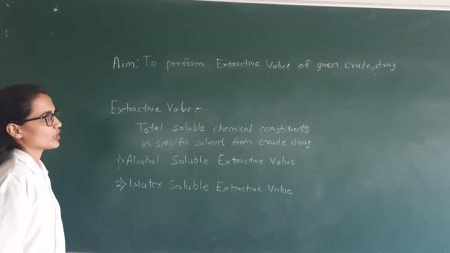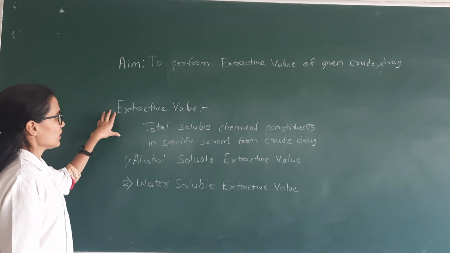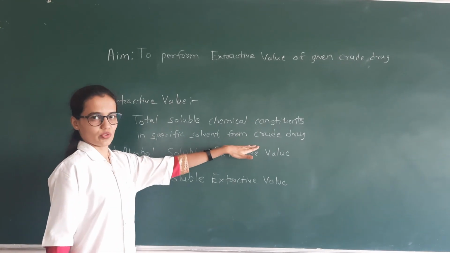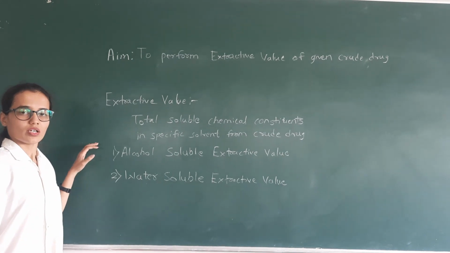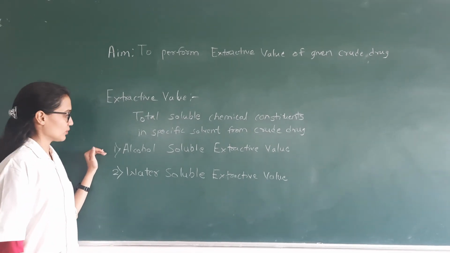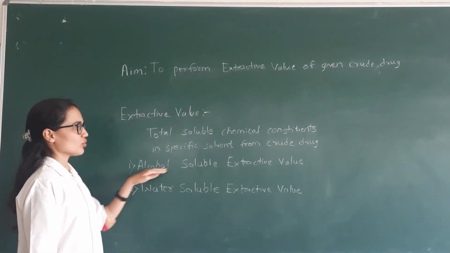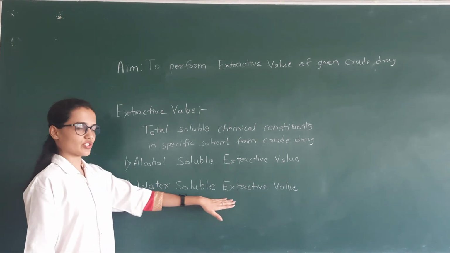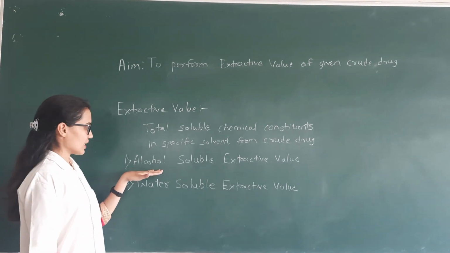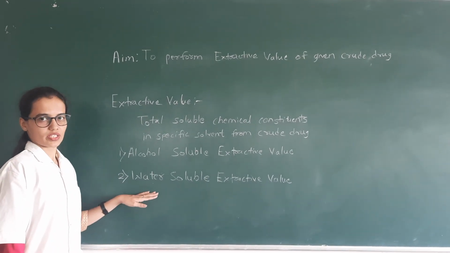So to perform extractive value of given crude drug is the practical. So what is extractive value? Extractive value is to determine the total soluble chemical constituents in specific solvent from crude drug. According to pharmacopoeia, the extractive value is performed in two types of solvents, that is polar and semipolar solvent. So two methods are there, that is alcohol soluble extractive value and water soluble extractive value. In case of alcohol soluble extractive value, the semipolar constituents are studied, and in case of water soluble extractive value, the polar constituents which are soluble in water are studied.